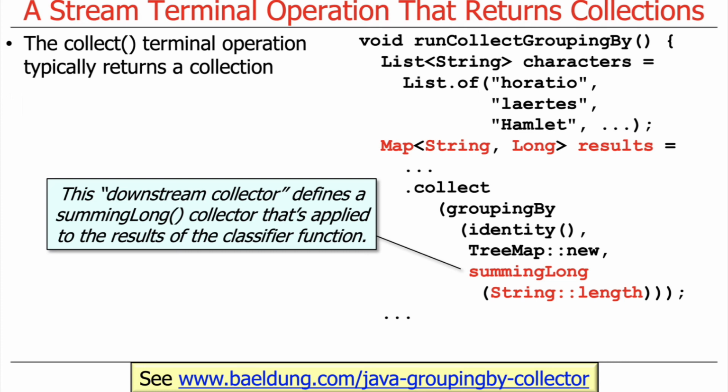Yes, sir? You had two keys. At the end, yes. So what it'll do is, summing long is a downstream collector that will just, as you can see, sum up the lengths of the keys. And every time you find a duplicate, it'll just add that sum to the current value, which is the value of the key's size in bytes. Yes, that's correct.